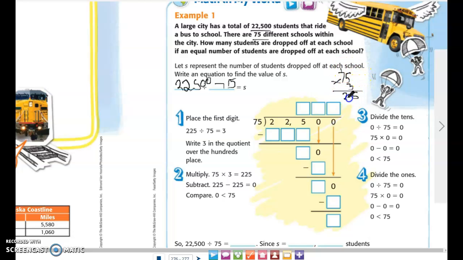Hey, look, we're spot on. We got 225. Look, that's our number. So I can divide 3 times. So I'm going to write my 3 up here. And I know my next step is to multiply. So when I multiply 75 times 3, I get 225.